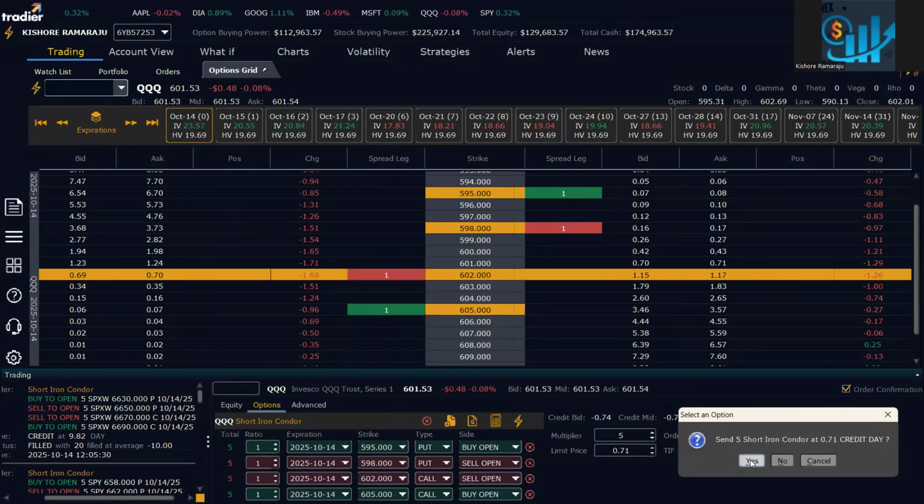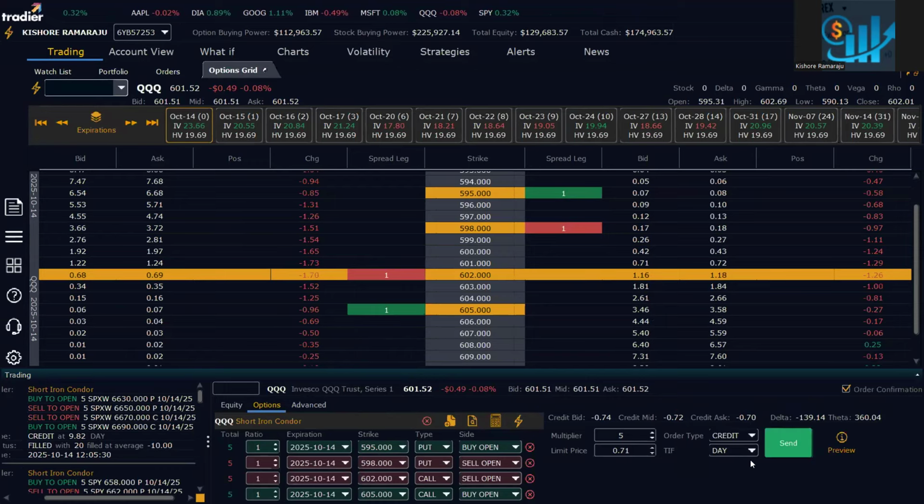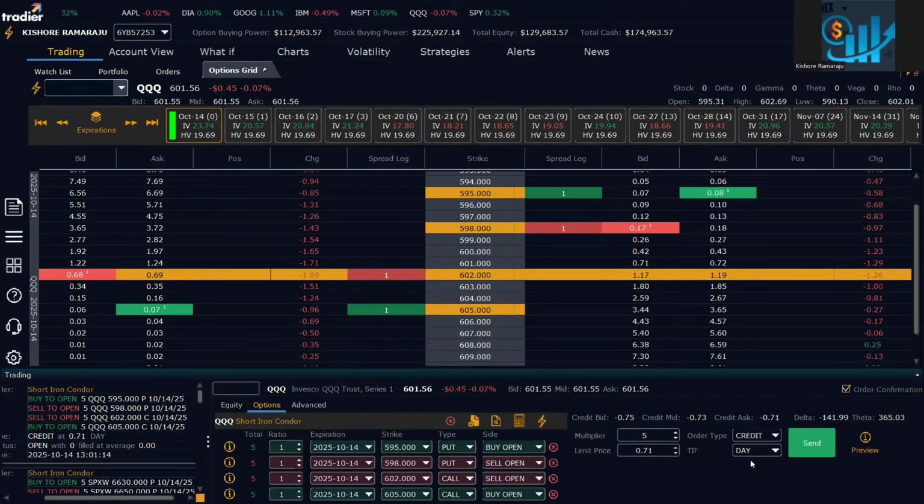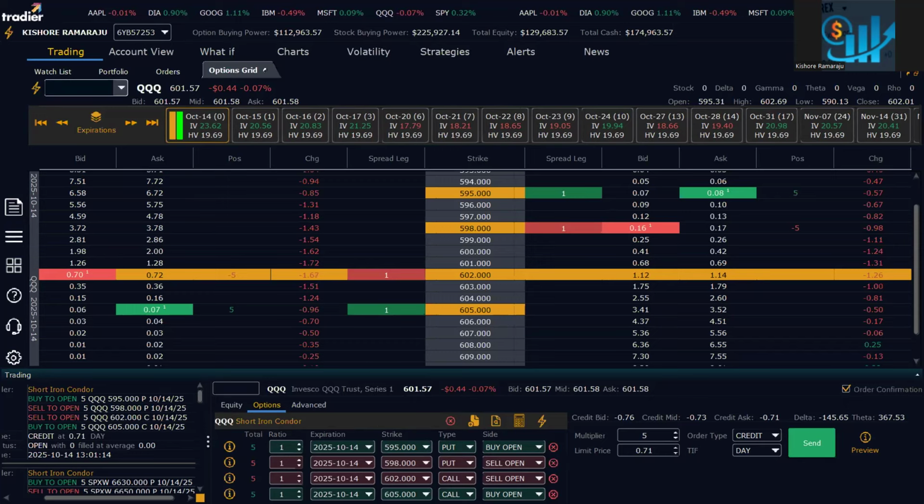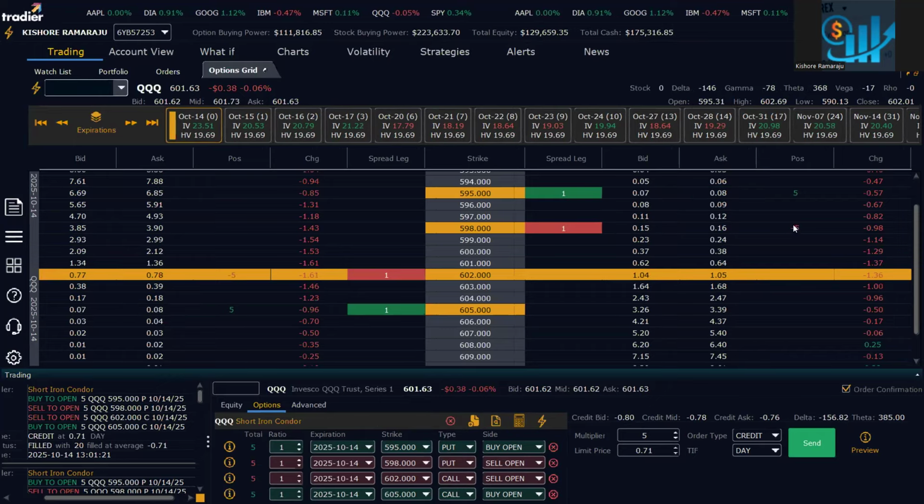And so you just have to click on send. Now it is trying to fill the order. It places the order. Now the order got opened, right? You can see minus 5 here, plus 5 here, minus 5 here, plus 5 here, and the order got filled. That means we collected $71 for every contract.